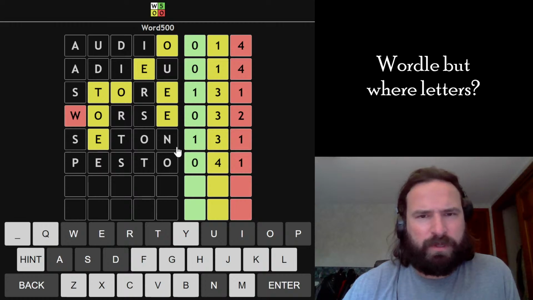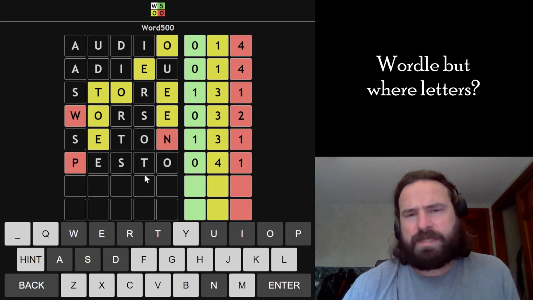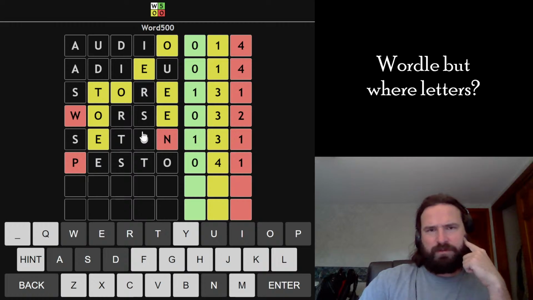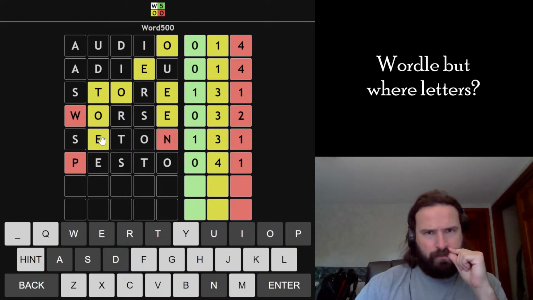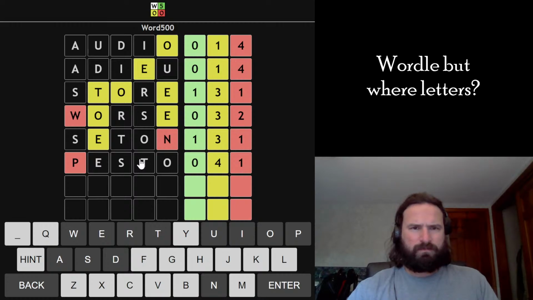And at this point, it's not possible. The E, S, T, O have to be the letters, because N or P couldn't have been in if we got four from each of these. So pesto is a useful guess, I think. So the E definitely doesn't go in these three places. So it could start with E or have the E in the middle. Is ETOS a word? No, that's not possible.